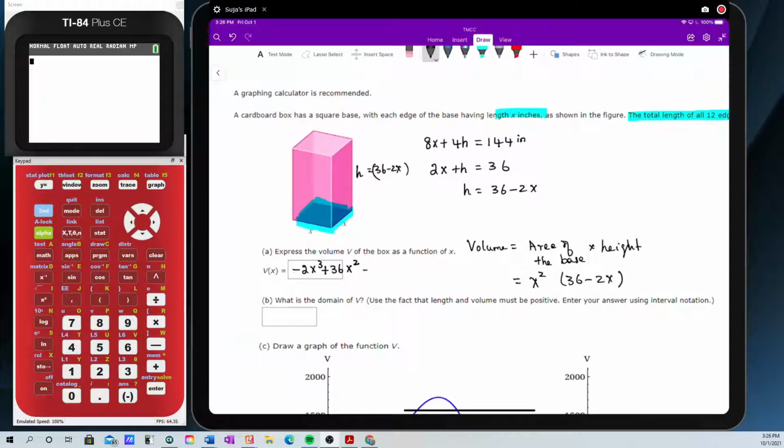Or I can take a common factor of 2 and x squared out, so it's 2x squared times 18 minus x. Either one would be accepted, so you can either leave it like that or leave it like this.